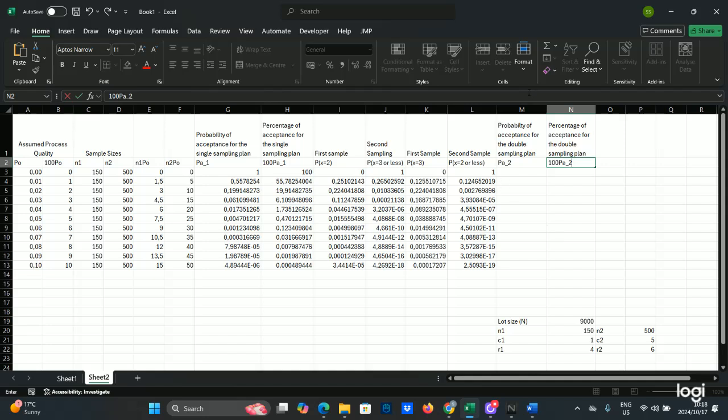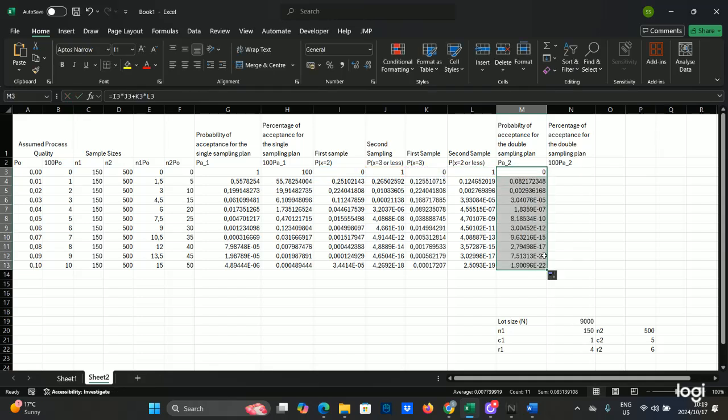And then now, to get the probability of acceptance for a double sampling plan, as I indicated in the formula, it's the probability that they find exactly two, which means in the second sampling they have to find three or less. If you look at the linear guide, this formula is explained in more detail. And then you add and multiply this by this, and now you drag your formula.